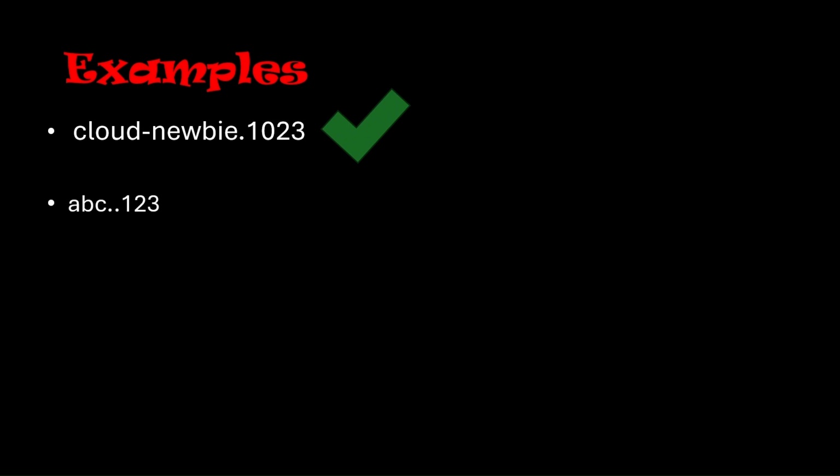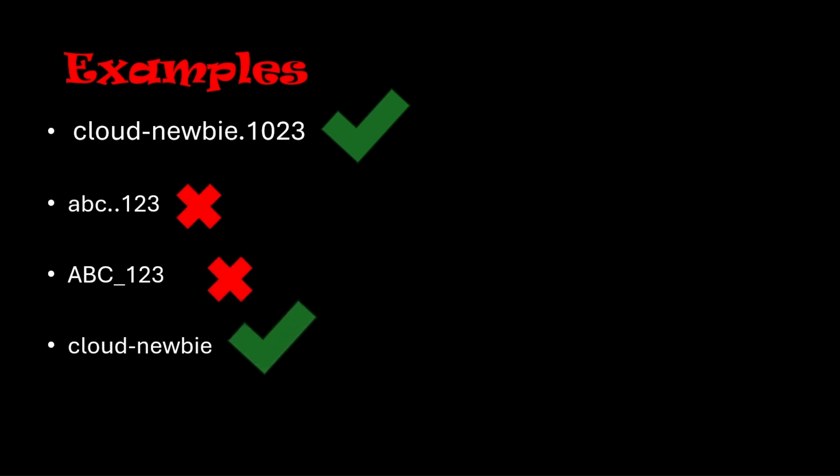Now let's look at some examples of naming buckets which will make the above points somewhat clear. The bucket name was cloud-newbie.1023. As this name contains hyphen and dot which are allowed, it contains small characters and numbers. Overall, this bucket name is accepted. If the bucket name is abc..123, as it contains a repetition of dots, bucket name is not accepted. If the bucket name was capital ABC_123, as this contains capital letters and underscore which is not allowed, this bucket name is not allowed. If the bucket name is cloud-newbie, as it contains small letters and a hyphen which are allowed, this bucket name is allowed.